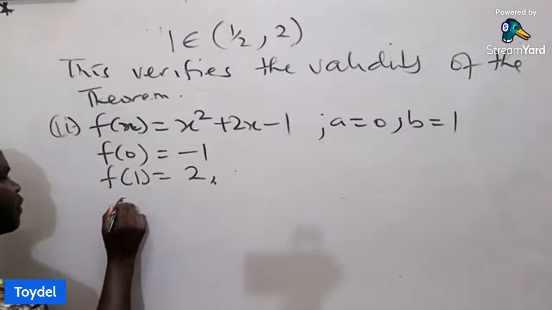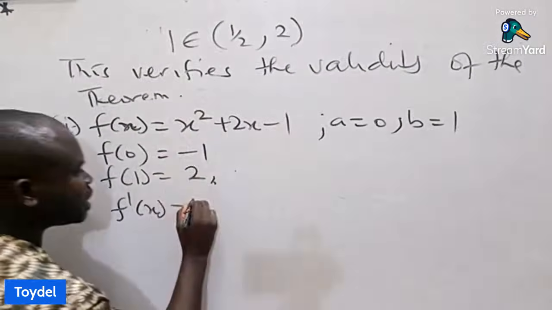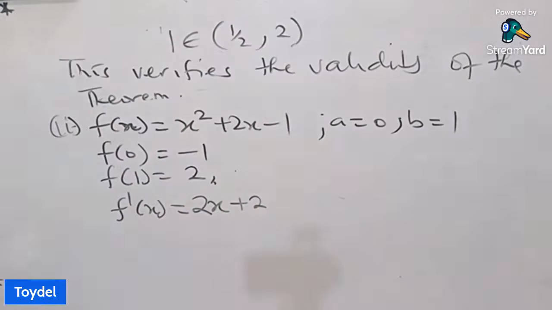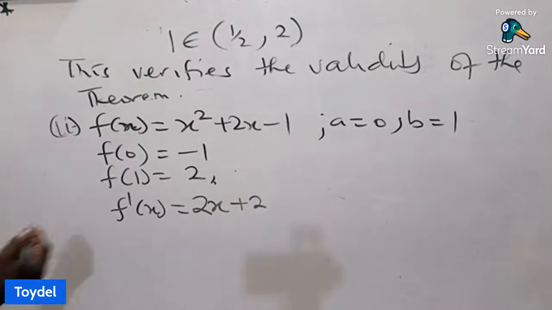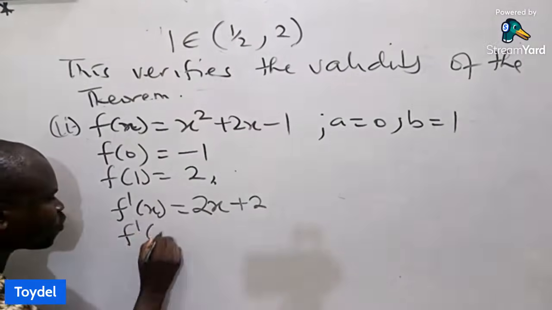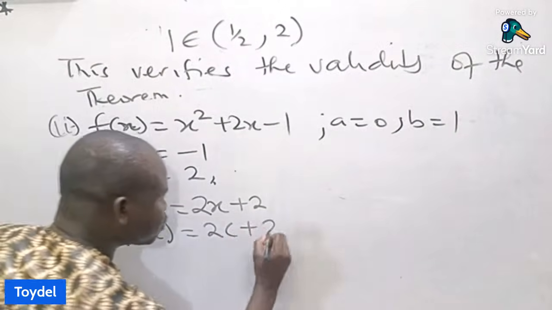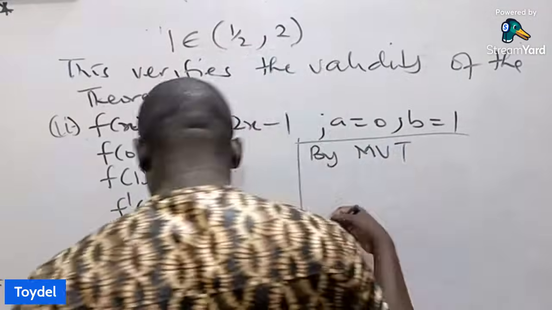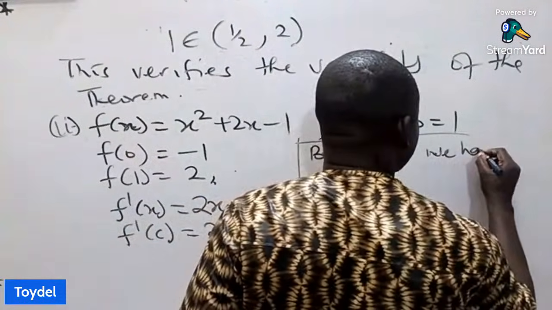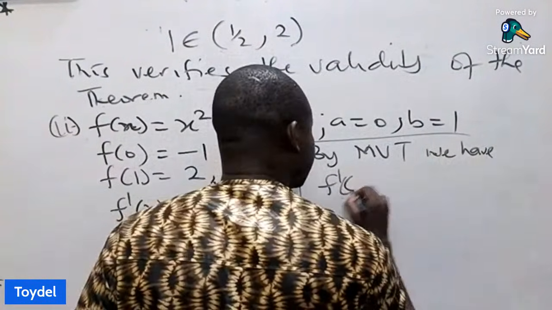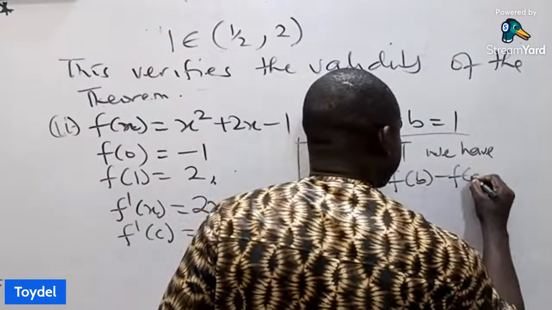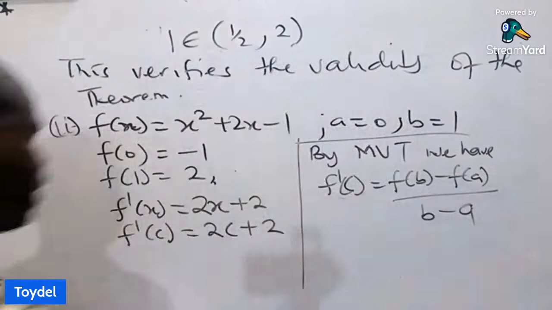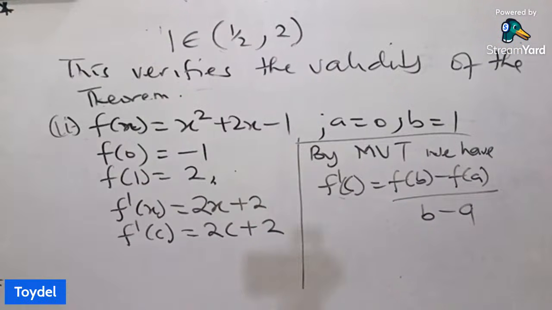Then what is the derivative? f prime of x, when we differentiate, will be 2x plus 2. So if f prime of x is this, then f prime of c will be 2c plus 2. Then by mean value theorem, we have f prime of c equal to f of b minus f of a all over b minus a. That is mean value theorem.